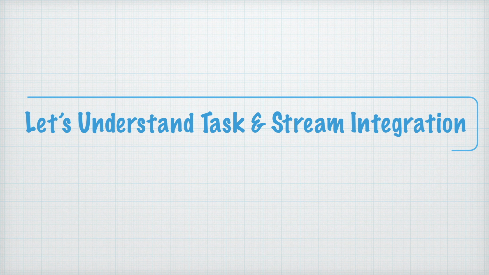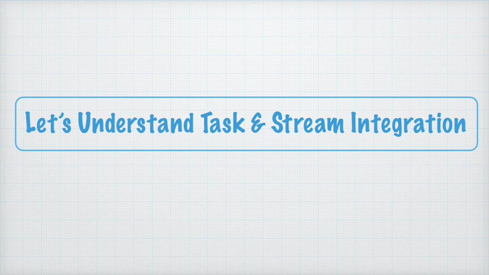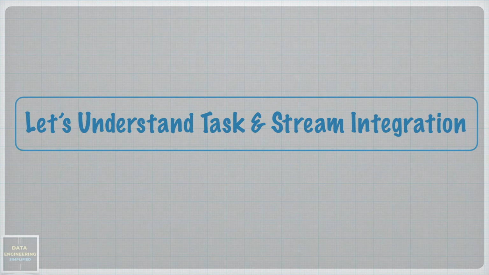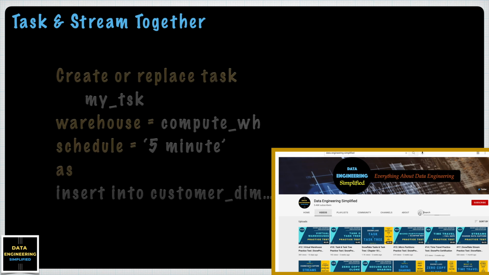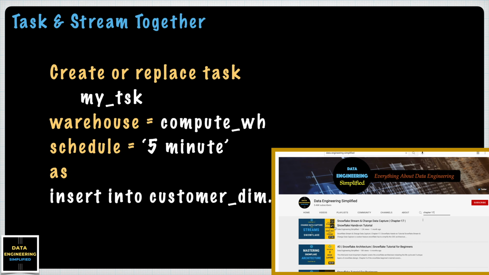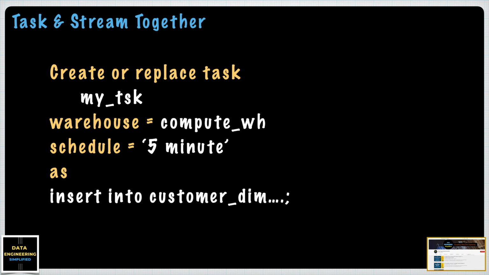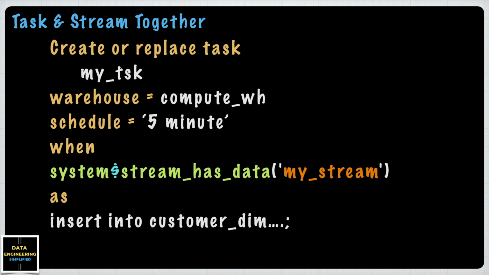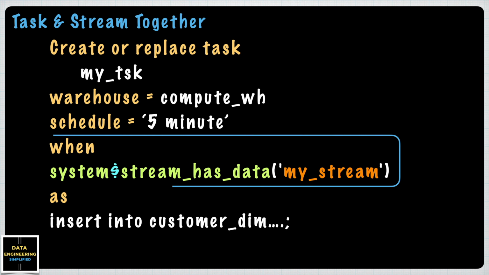Now let's understand the task and stream integration and how they work. In the last two chapters, we have covered stream and task separately, but now we will understand how they work together and what the syntax looks like. We have seen this syntax in our previous chapter where we covered task in detail. If you have not seen my task tutorial as a part of episode 18, refer to the description below for the link. Here we are going to add one additional dependency parameter with the stream.